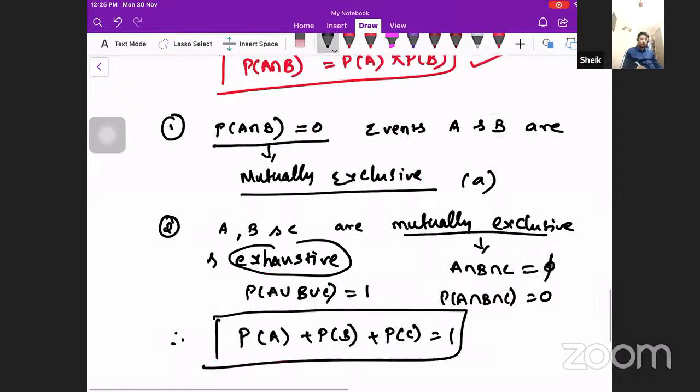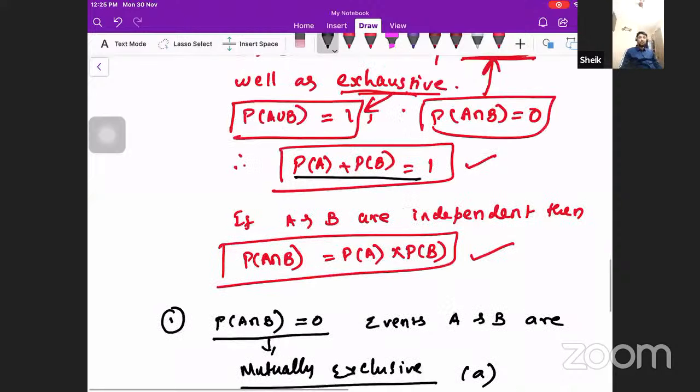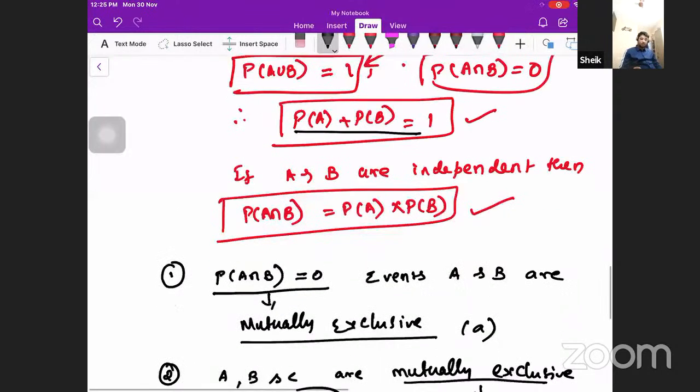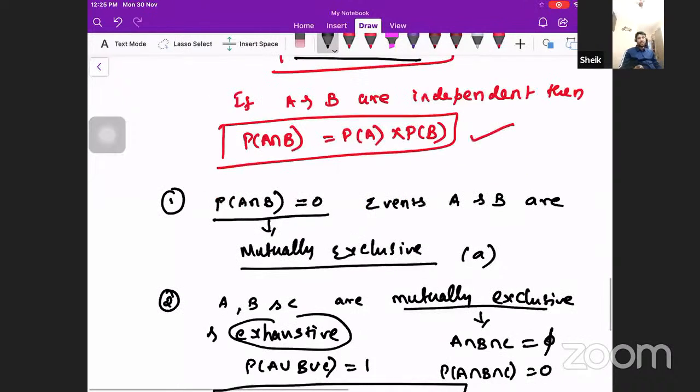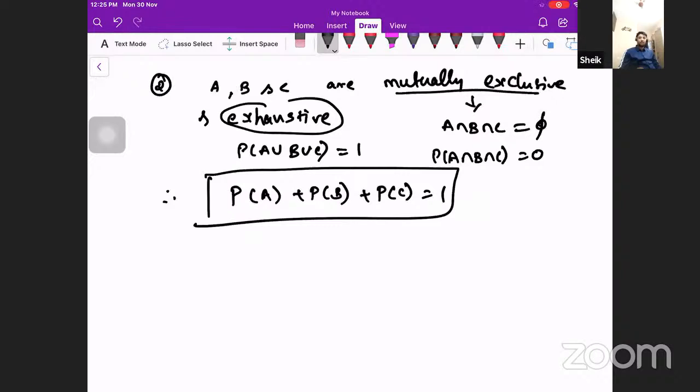Sir, you just taught only for A and B, sir. See, this I taught, right? Is it applicable for A, B, and C? Yes, my dear. Even if 3 events are given, it is still applicable. So that is what we need to understand. Mutually exclusive. Now, come to sum number 3, my dear.